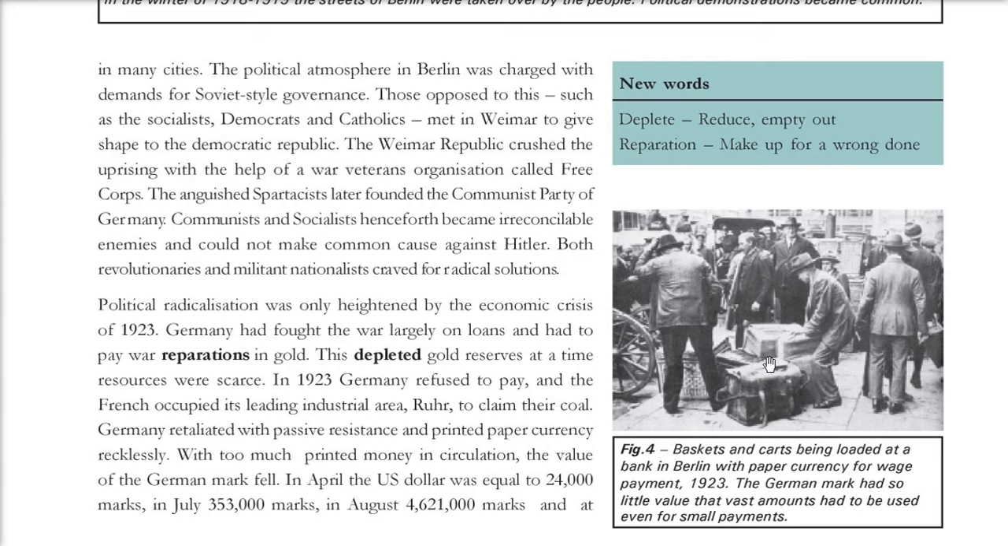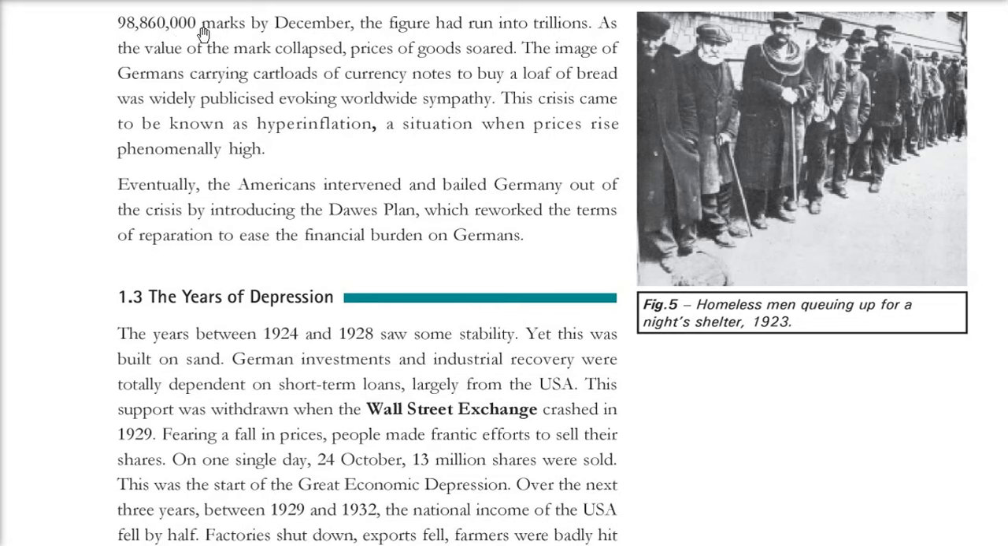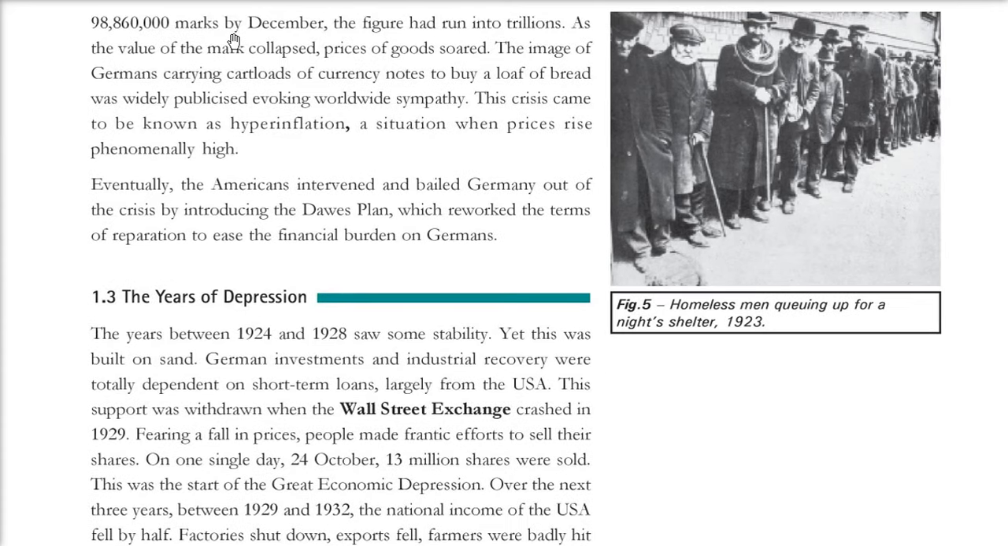Just after that, in July, it was 353,000 marks for $1. It rose to numbers like 4,621,000 marks in August, and the numbers went so high that it reached 9,886,000 marks by December. And in December, it went to trillions. So the mark collapsed. The price of goods went to an all-time high. This is called hyperinflation: a situation when prices rise phenomenally high, as you see by these numbers.